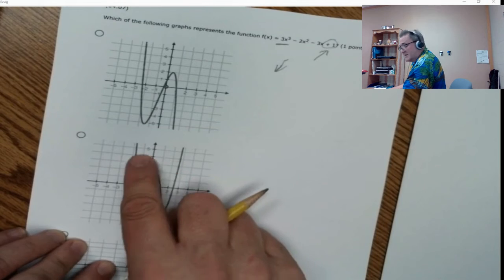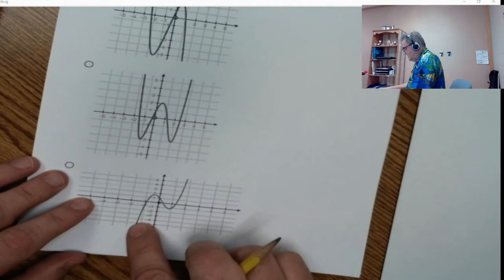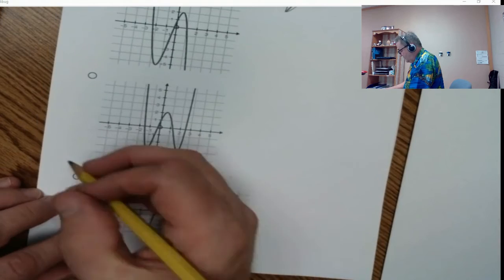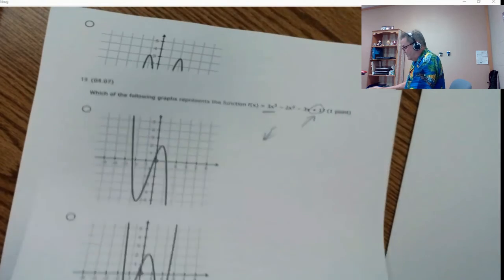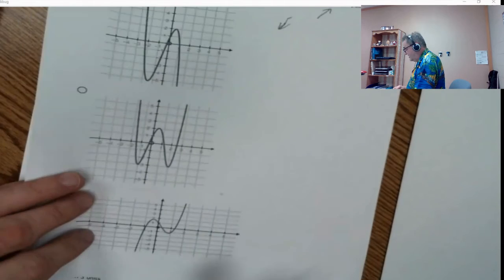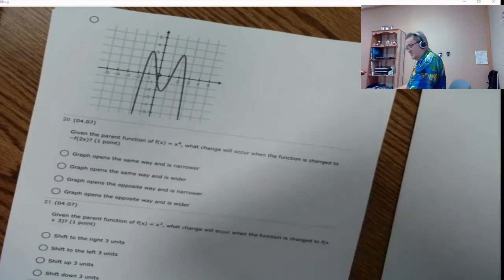This is an even. This is like a 4th degree or 6th degree or something. This one, down on the left, up on the right with a y-intercept of 1. It should be this one. I think there's one more choice we can look at. Oh, yeah, that's an even number one. That's not an odd numbered graph. So this is the one we're looking for.